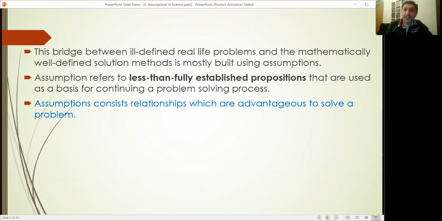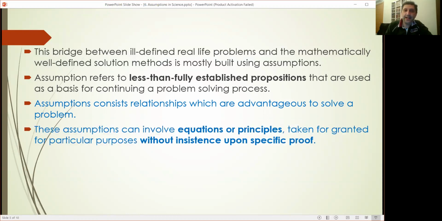So assumptions usually consist of relationships which are advantageous for solving a problem. If it's not advantageous for solving a specific problem, then you don't need to make the assumption. It is unnecessary, so you don't do it. These assumptions usually involve equations, principles, things like that. They are taken for granted for particular purposes, but you cannot prove them, or you cannot show their validity during derivation. However, as I'm going to talk about in more detail in a couple of minutes, with scientific reasoning you can distinguish between bad assumptions and good assumptions. But even if you continue with good assumptions, there is no way to guarantee that the assumption will work until the very end.